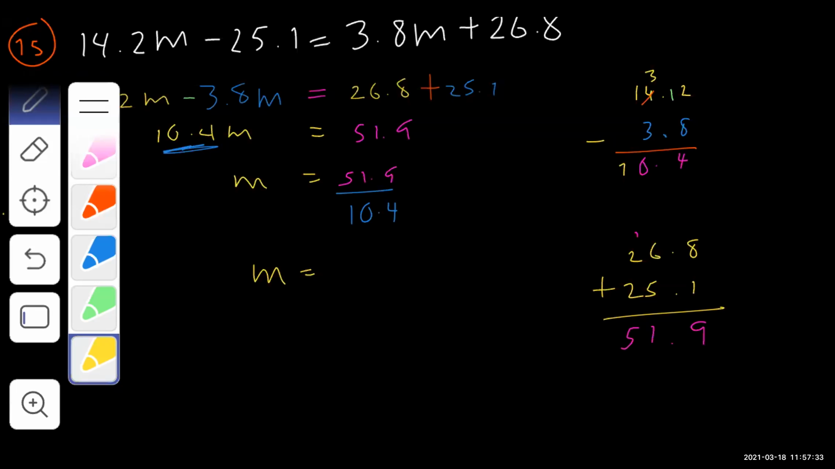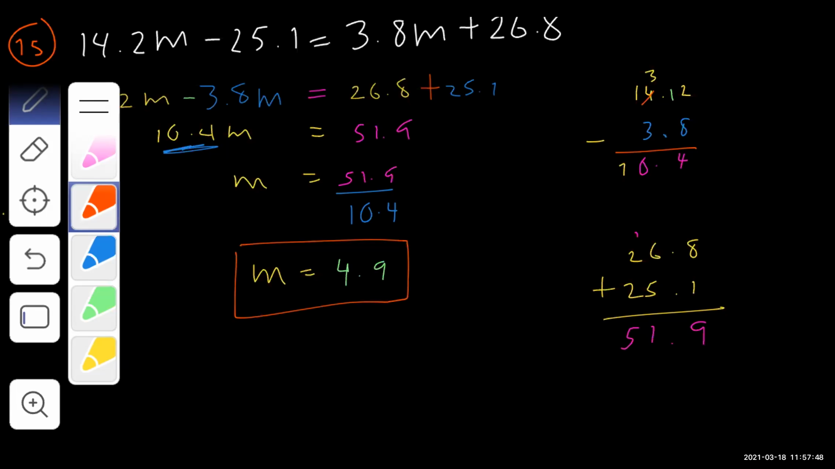Is it 4.95 or 4.90? I got 4.9. 4.9 in the other number. Okay, let's leave it like that. Yes, just put three dots after it.